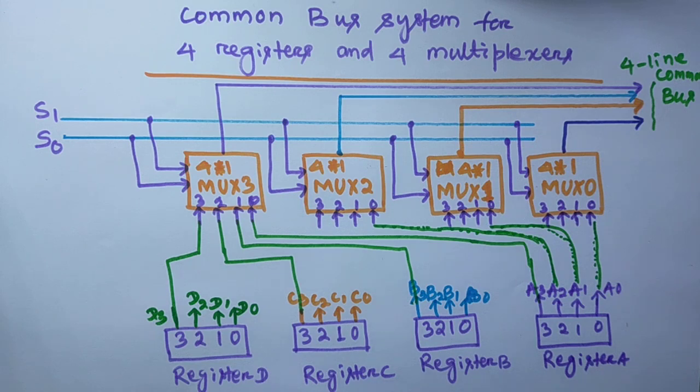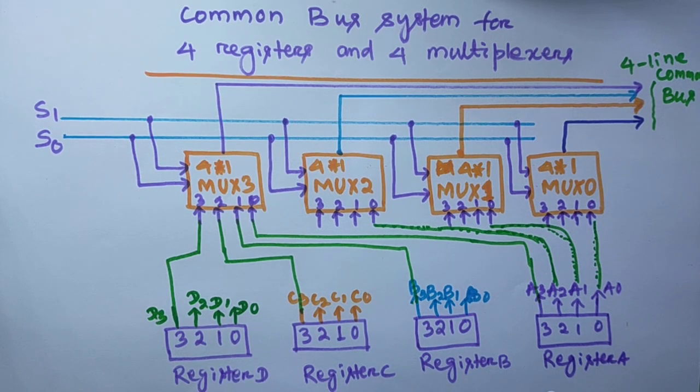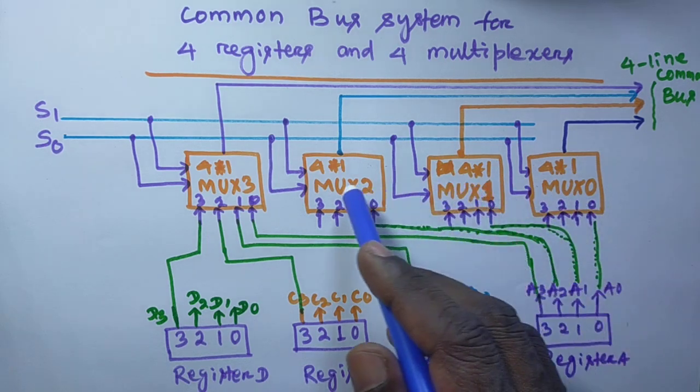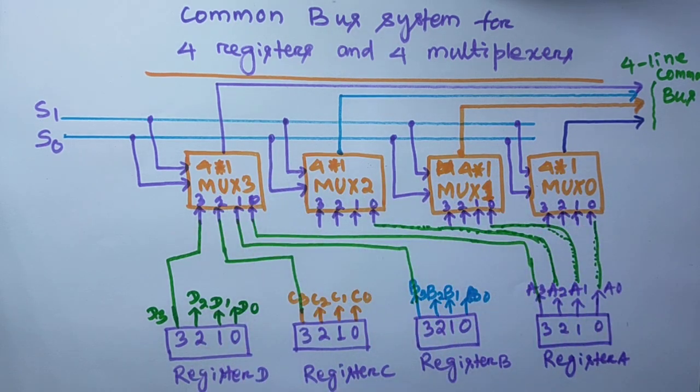Here a bit of information passes from each register. One bit each, 0, 1, 2, 3, is provided from register A, register B, register C, register D. They provide different data from their own registers, and those data are transferred to each individual multiplexer.